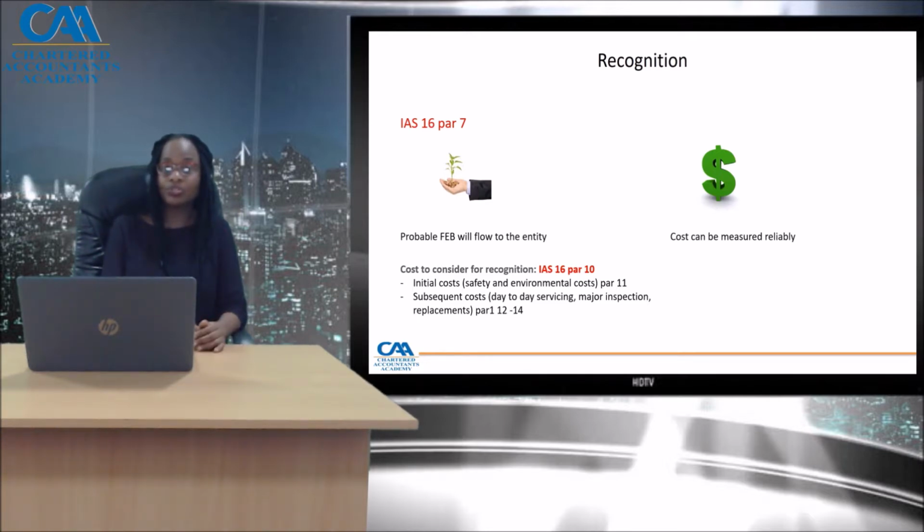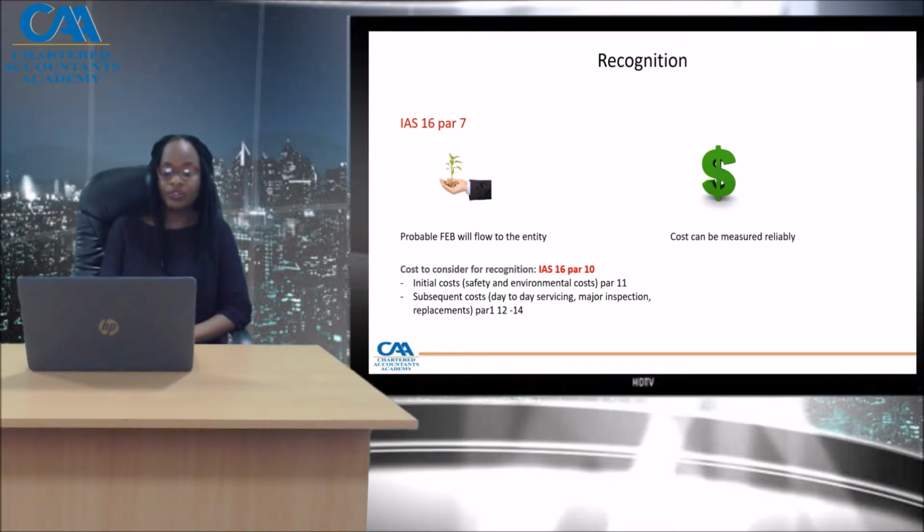Then let's move on to replacements. So maybe you have a plant, a gold smelting plant, and every now and again you have to replace the lining of the furnace due to the high heat conditions. Such costs are actually capitalized provided that they meet the recognition criteria. So you go back to paragraph 7 of IAS 16 and ask yourself, will this replacement result in a flow of future economic benefits to the entity? Yes. And then you say, can I reliably measure the cost of this replacement? If yes, it then means you need to capitalize the cost of this replacement to your property, plant, and equipment.